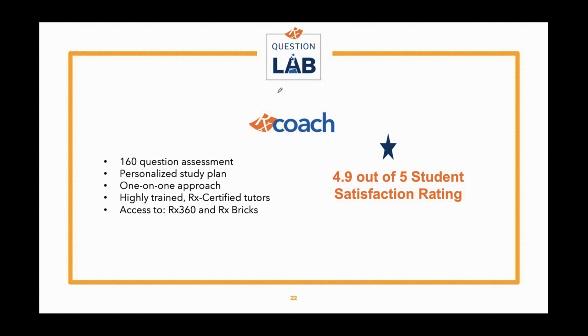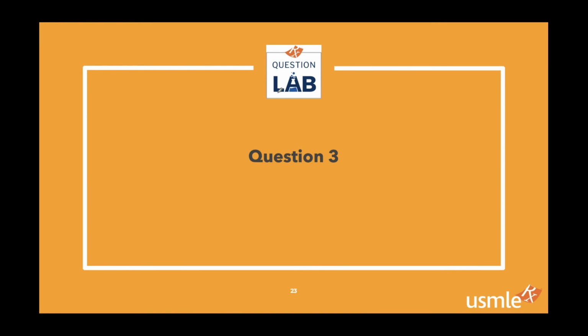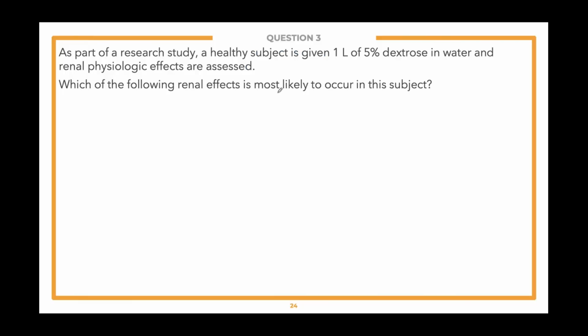So with that, let's go ahead and get into our third question of the evening on the topic of physiology. As always, we will begin with that lead-in. Which of the following renal effects is most likely to occur in this subject? We'll give all of you a few moments here to respond in the question box and let us know how many steps you think this question will require, and then we'll move on to that vignette.